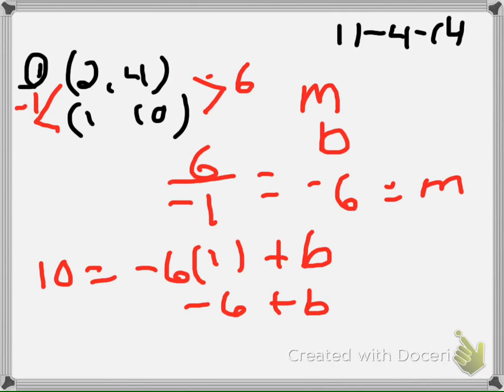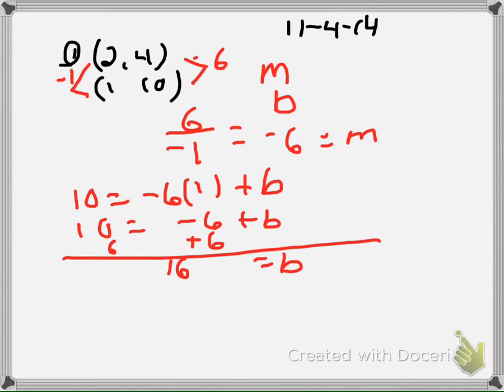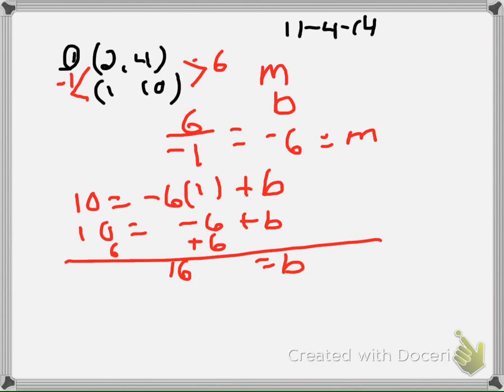How do you solve the equation 10 equals -6 plus b? Did you say add 6? If you did, you're right. This should be easy to solve. You've solved much harder problems than this. b equals 16. I now have everything I need to write the equation. I'm just going to shrink my screen here for you really fast. My answer is y equals -6x plus 16.